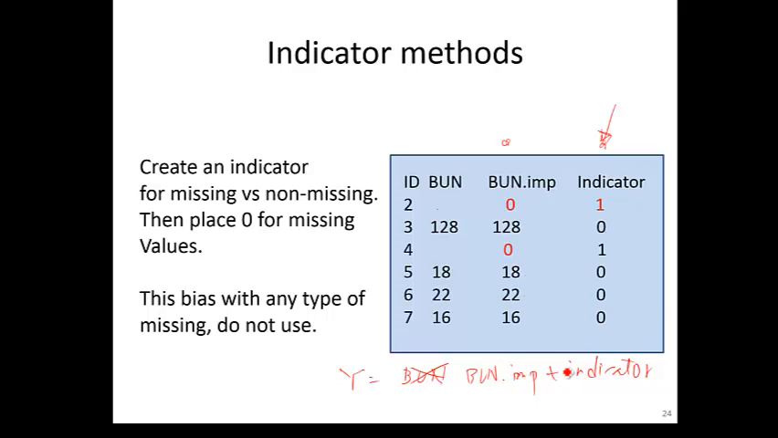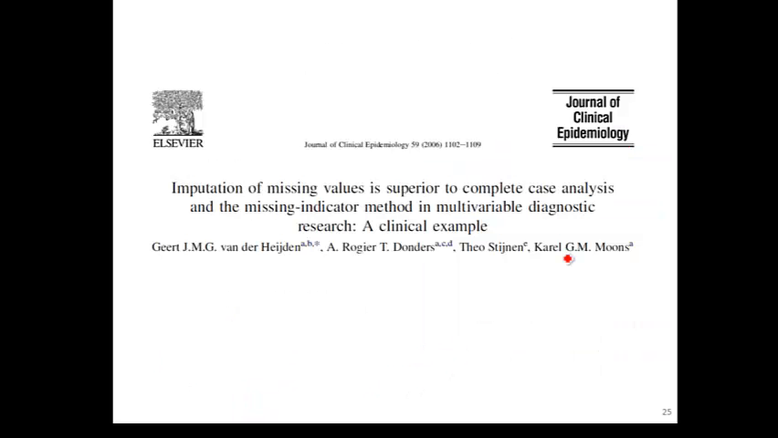This had been used a lot in the old days, but we now know this method is biased, even when you have missing completely at random. It doesn't work, and of course it doesn't work for MAR. Dr. Moons published a paper in the Journal of Clinical Epidemiology showing how the missing indicator method does not work. So if you want to learn more, please refer to this paper.